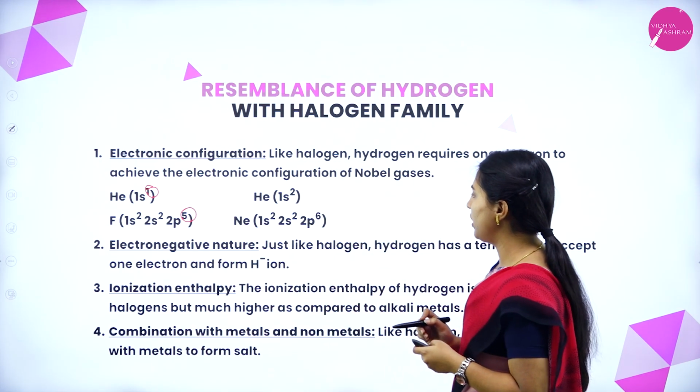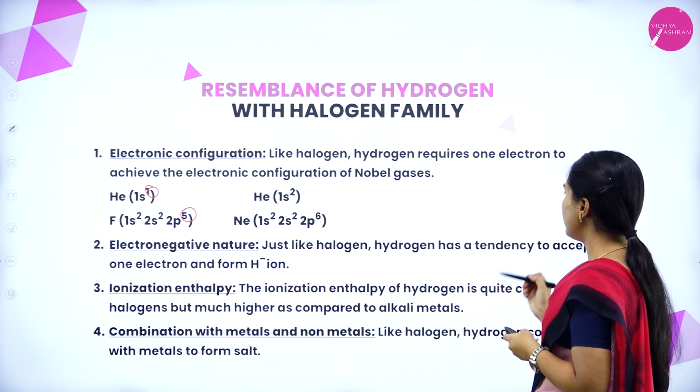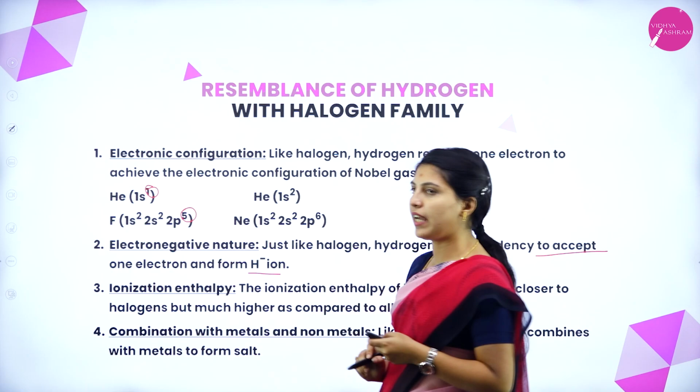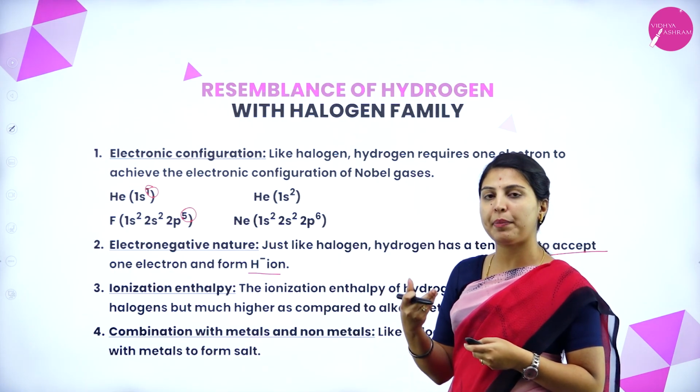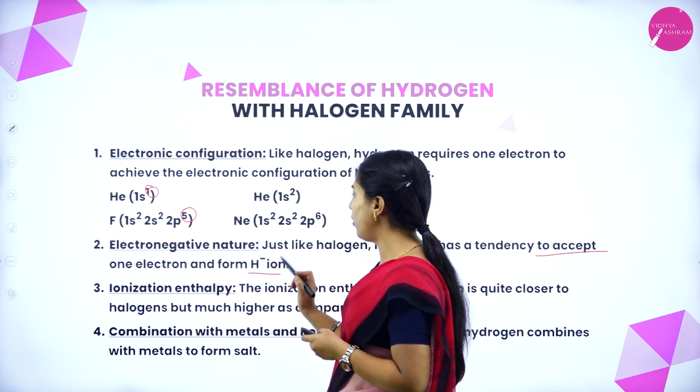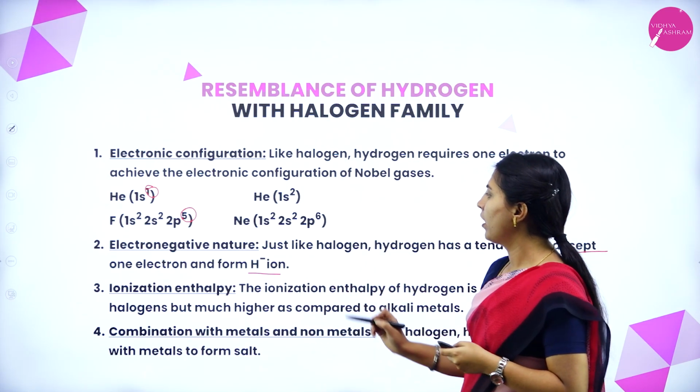Next, electronegative nature. Just like halogens, hydrogen has a tendency to accept one electron and form the H- ion. It has the capacity to accept an electron like halogens, and after accepting, it will form the H- ion.